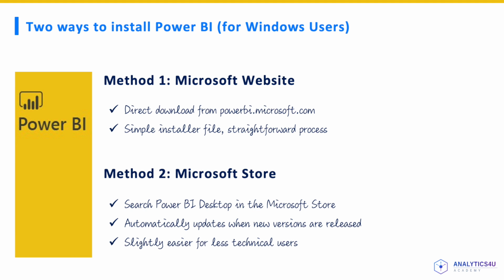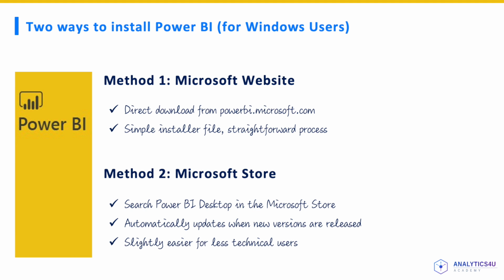The first method is downloading Microsoft Power BI Desktop directly from the Microsoft website at powerbi.microsoft.com. This is a route I personally recommend for most beginners. You visit the website, click download, run the installer file, and Power BI Desktop is on your machine. It is a simple and familiar process, the same way you will install any piece of software in your machine. Nothing complicated, nothing technical.